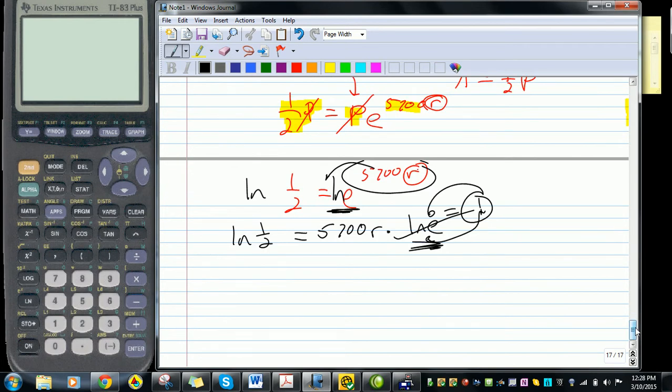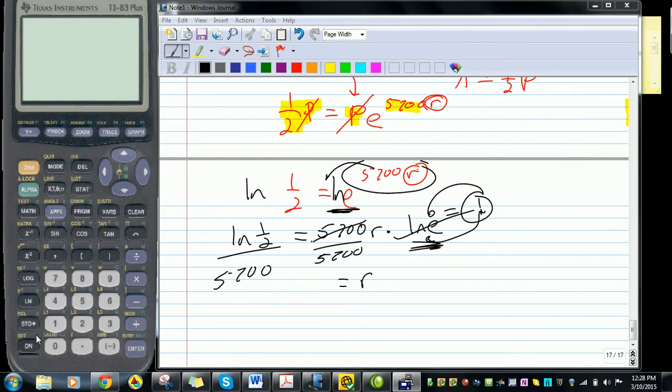Okay. Now I proceed to solve as usual, and when I divide by 5,700, I get my r, right? And I'm going to turn to my calculator to see what on earth that is. And that's called the rate of decay, or some constant of decay. And I don't remember what it is, so I'm going to take the natural log of 1/2, and I'm going to divide that by 5,700.